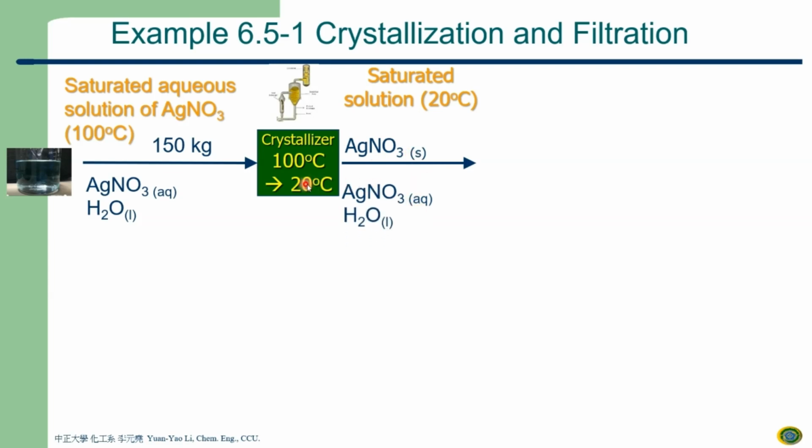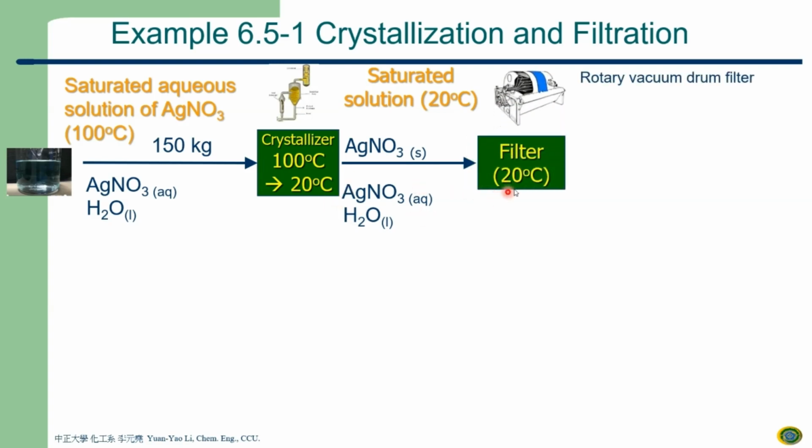Okay, so at 20 Celsius, you still have solid. You have solid as well as liquid, right? Water together with saturated silver nitrate at 20 Celsius. So you need to have a specification. You need to know the solubility of silver nitrate in water at 100 Celsius. And also you need to know the solubility of silver nitrate in water at 20 Celsius. Okay? And then you need a filter.